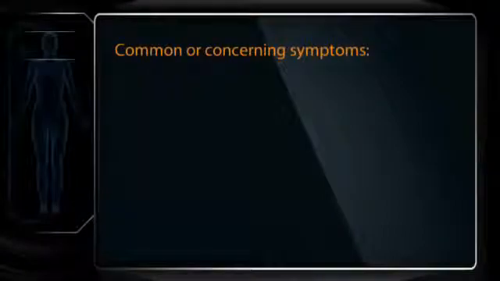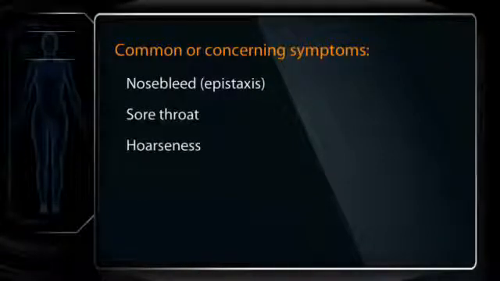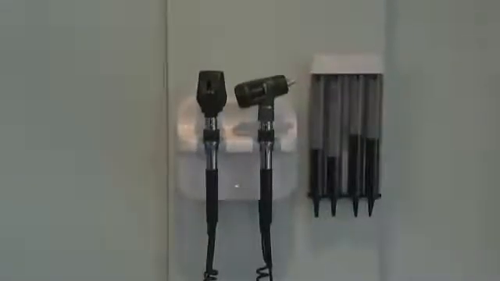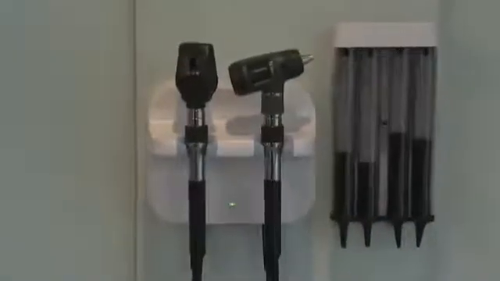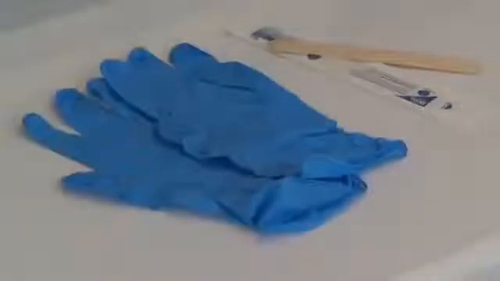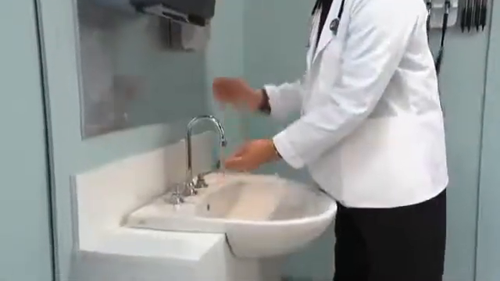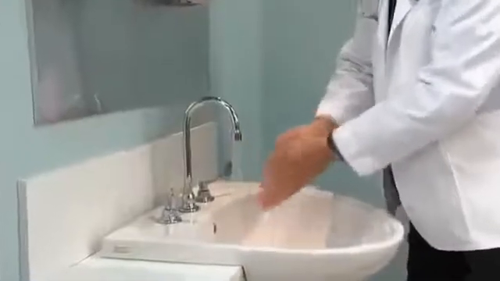Common or concerning symptoms relating to the nose, mouth, and neck include nosebleed or epistaxis, sore throat, hoarseness, swollen glands, and goiter. Before you start your examination, make sure the examination equipment is within easy reach, including otoscope, tongue blades, and gloves. With the patient's health history in mind, and after good hand hygiene, you are ready for the physical examination.